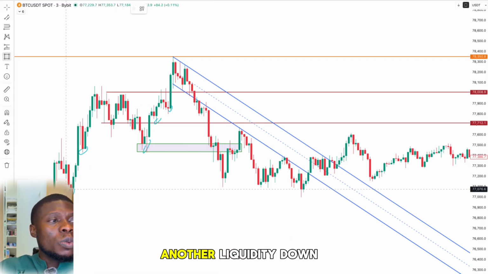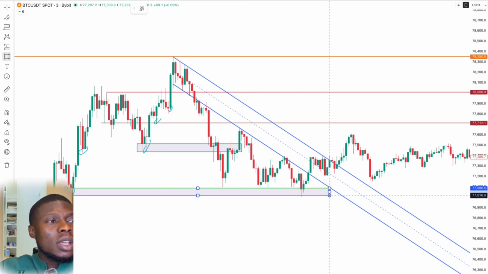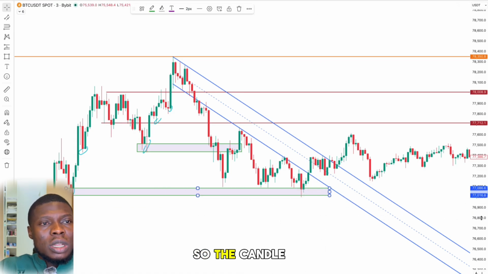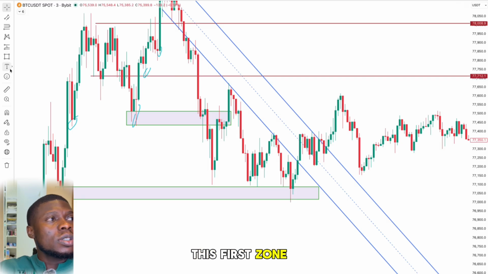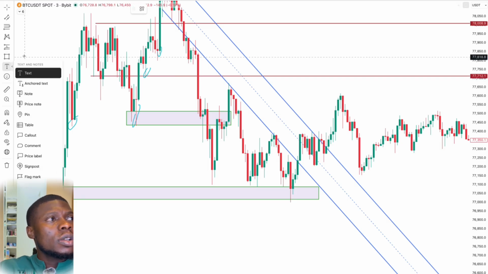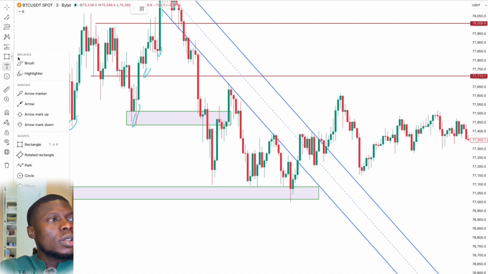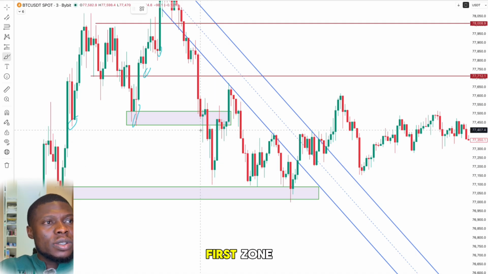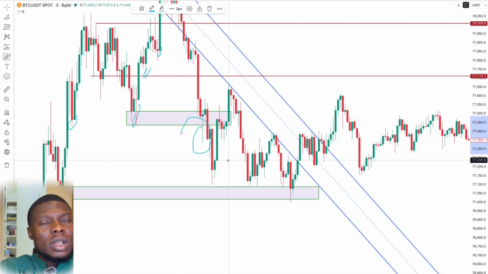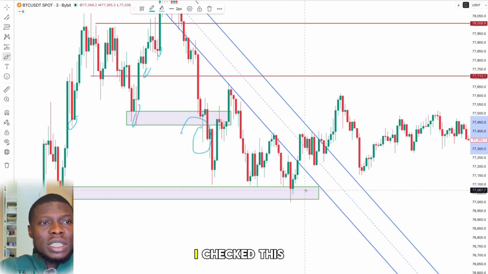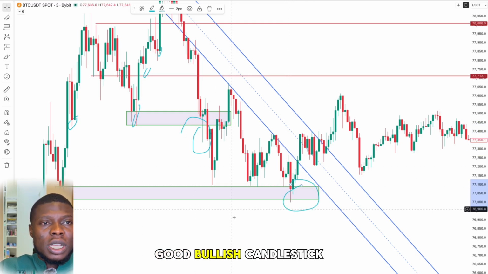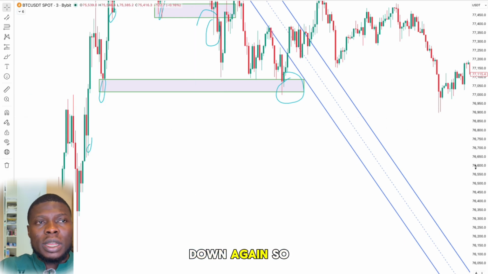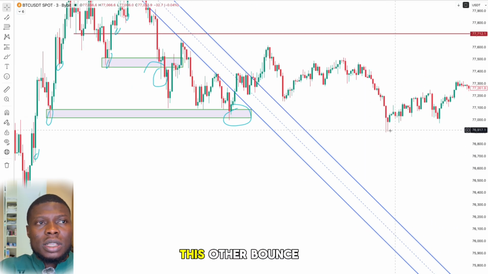So I have another liquidity down here, and the candlestick that bounced on it again. So I checked this first zone, and I didn't get any bullish candlestick. I checked this second zone. This is not a good bullish candlestick. I start going down again, so I look at this other bounce.